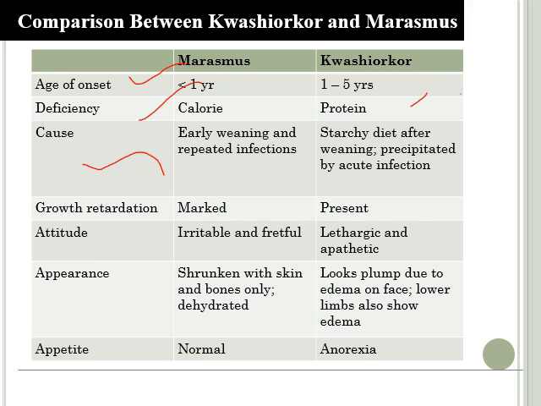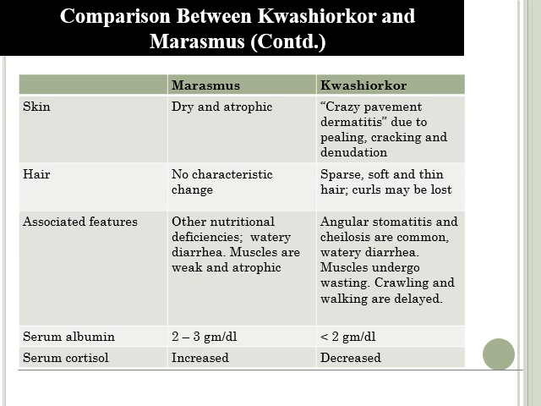Whereas in Kwashiorkor, he looks plump due to edema on the face. He may appear very chubby, but it is not due to proper weight or nutrition. It may be due to hypoalbuminemia that leads to edema. So the child looks plump due to edema on the face, and the lower limbs also show edema. Then appetite. In marasmic children, the appetite may be normal, but in Kwashiorkor children, there may be anorexia. Anorexia means lack of appetite.